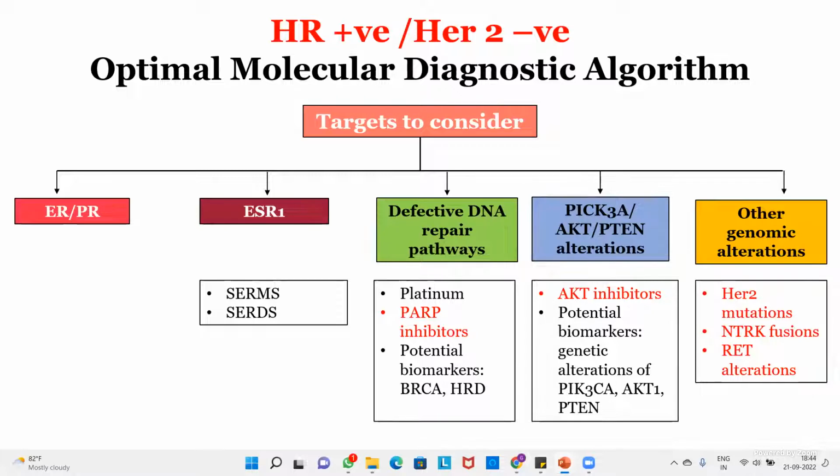Then you've got AKT PIK3CA, where we know the SOLO1 trials for alpelisib. Again, I know that there's drug toxicity, but good results there. And then you've got those agnostic markers. Next, please.